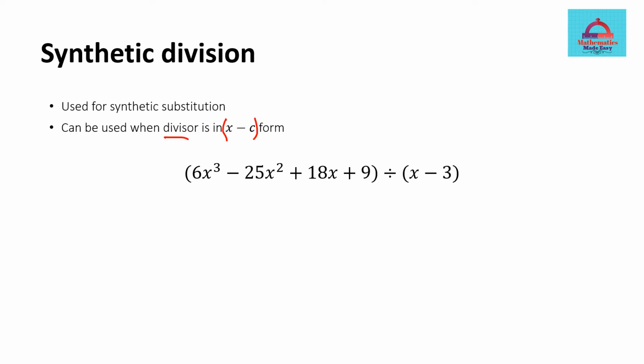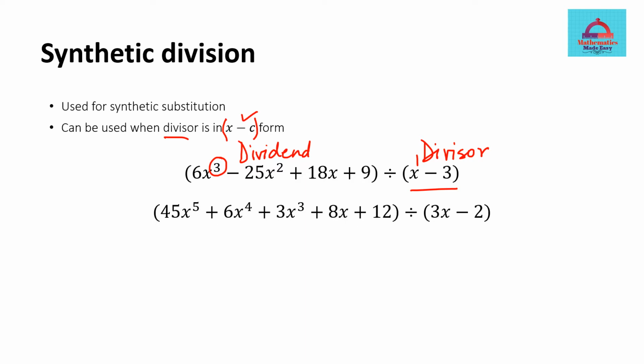So for example, if you have two polynomials that you're dividing where the dividend is this polynomial 6x cubed minus 25x squared plus 18x plus 9. So it has degree 3, and the divisor polynomial is a binomial. As you can see, it has two terms and degree 1. So x minus 3, this is coming in this form of x minus c. So yes, you can use this method to divide. That's one possible example for synthetic division.